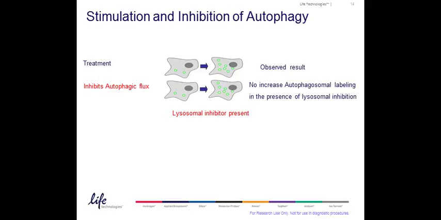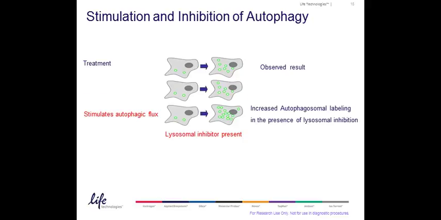If the treatment in question, either drug addition or indeed siRNA knockdown, is inhibiting autophagic flux, one will see no increase in the autophagosomal labeling in the presence of a lysosomal inhibitor compared to in the absence of lysosomal inhibition. If the experimental treatment is actually stimulating autophagic flux, you'll see an increased autophagosomal labeling in the presence of a lysosomal inhibitor versus when you don't have that lysosomal inhibitor present. And you can see this from the cartoon schematic representation below. You can see the increase in LC3 staining in those cells under conditions which truly stimulate autophagic flux.